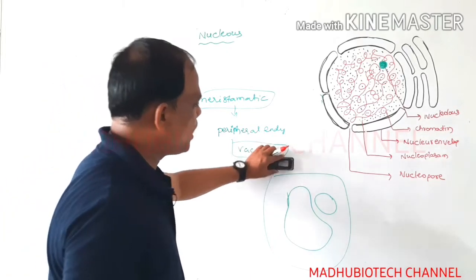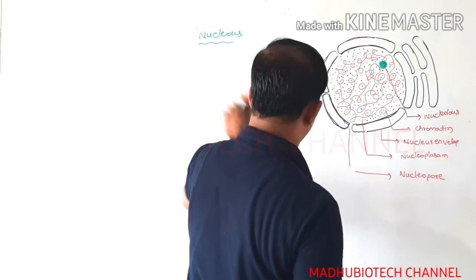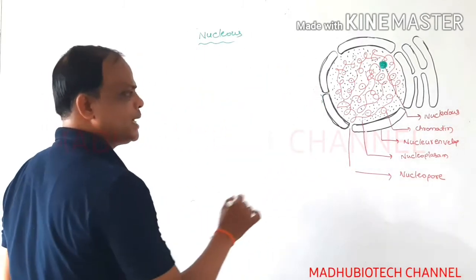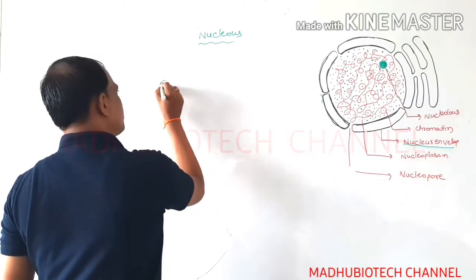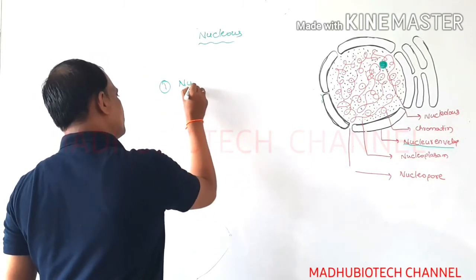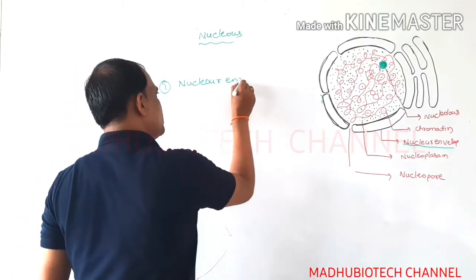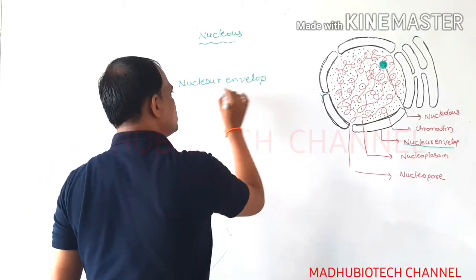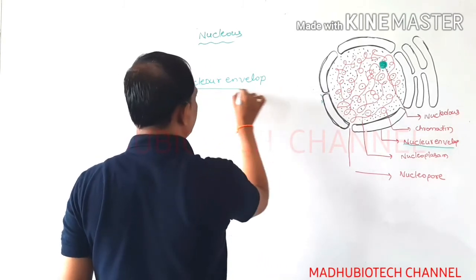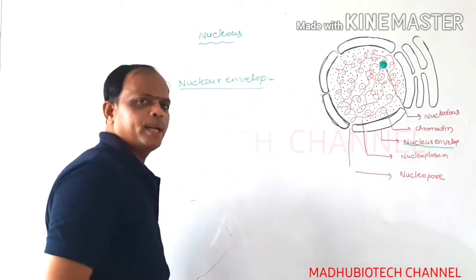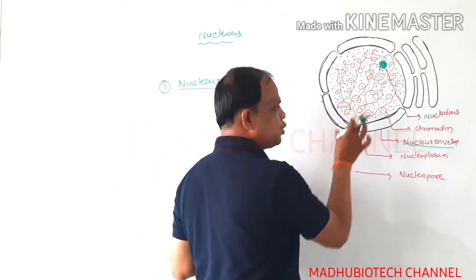The structure of the nucleus contains mainly four parts. The first one is the nuclear envelope, also called the nuclear membrane.